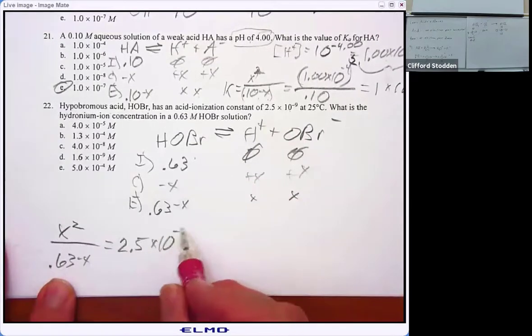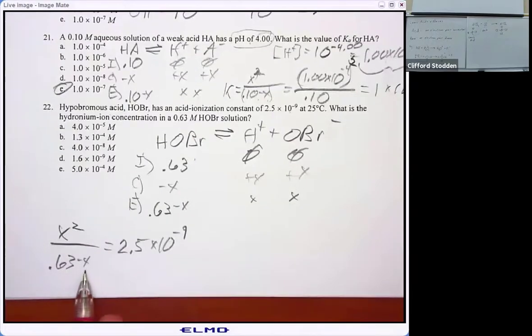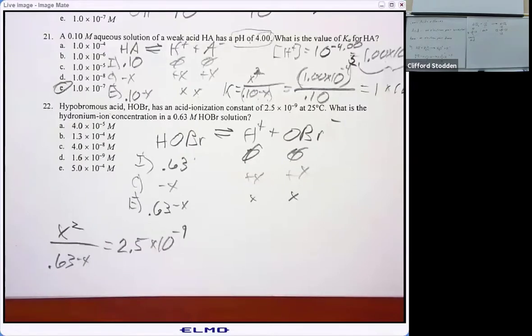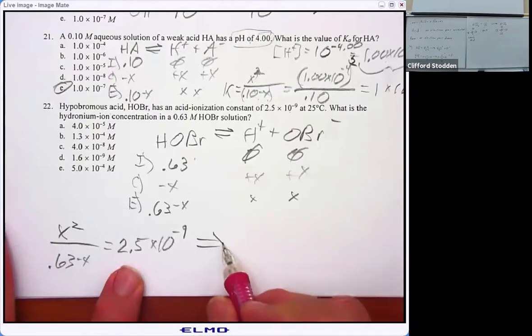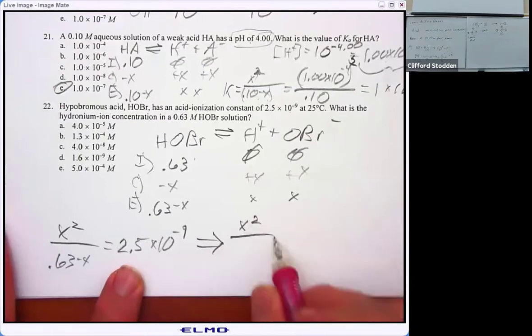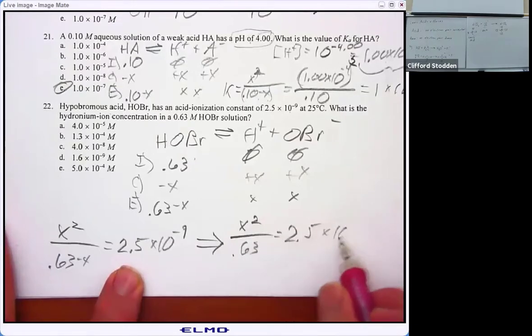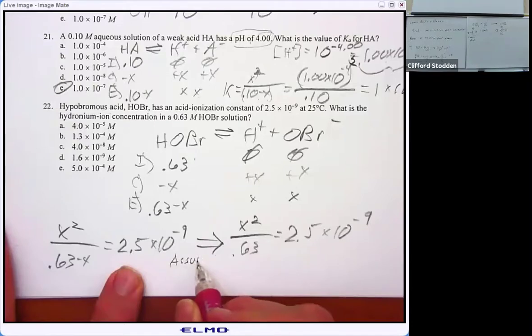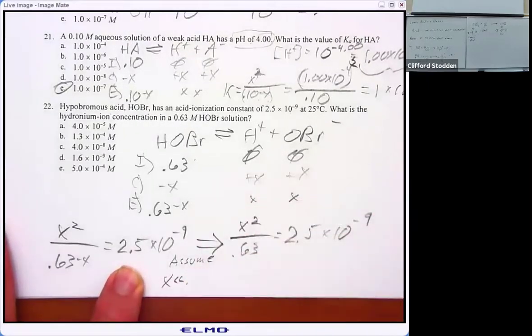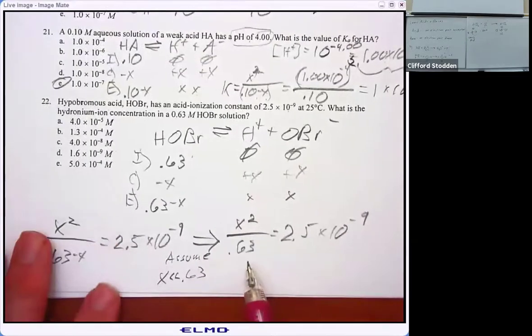2.5 times 10 to the minus 9, which is a very, very small number. So you can either solve this exactly with the quadratic formula, or we could make the assumption that x is small. And in that case, it becomes easier to solve. It would be x squared over 0.63 equals 2.5 times 10 to the minus 9. So what we're doing there is assuming that x is much smaller than 0.63. And then we solve for that.